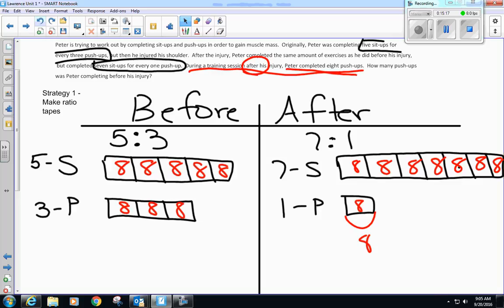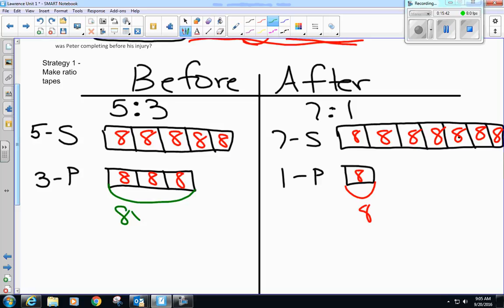And again, I could ask you 100 different questions probably using this information. Okay? But you need to answer the question they're asking for, which is, how many push-ups was Peter completing before his injury? So this is your question, and you still need to write 8 times 3 equals 24. So he was completing 24 push-ups before.